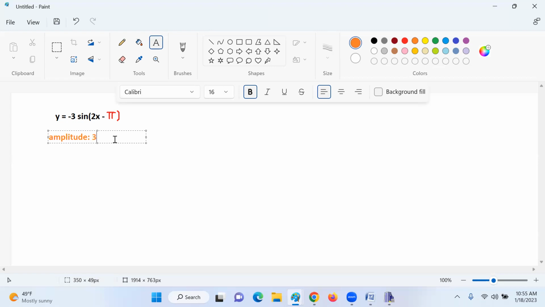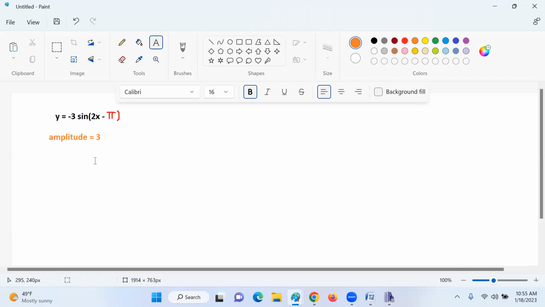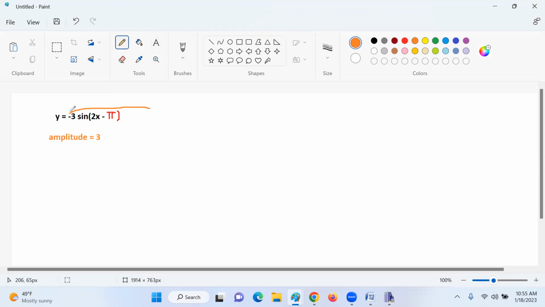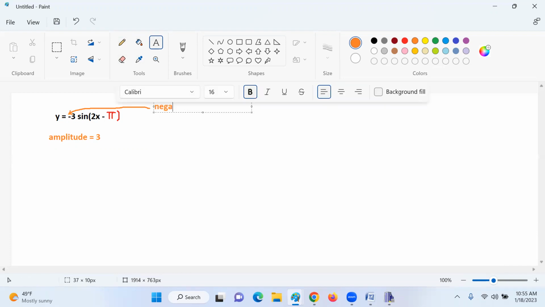It's always positive. And it's -3, I will show you why. We just flip the curve. The negative sign means we flip it over the x-axis.